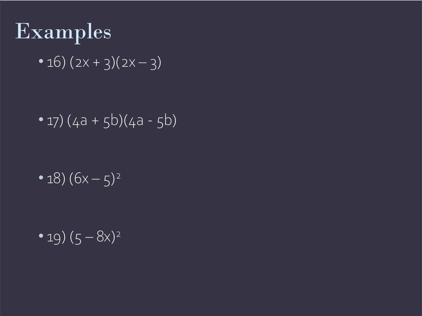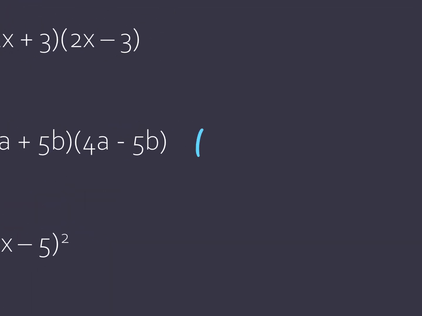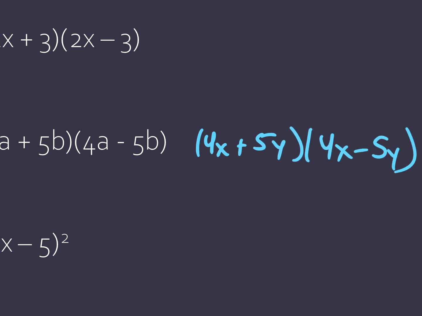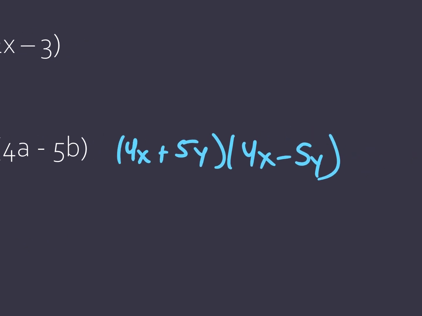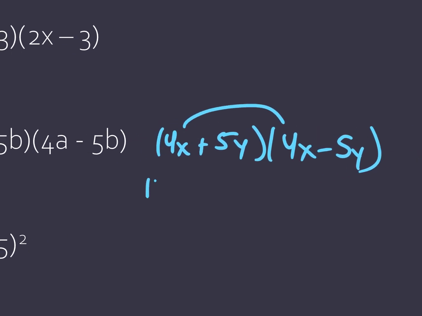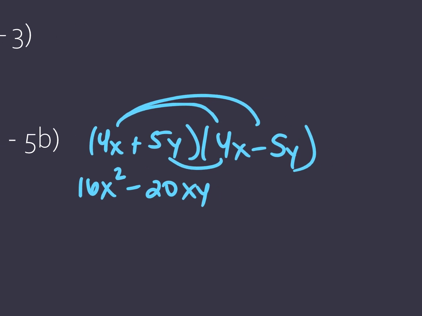I'm going to do 17, but I'm changing it to x and y. So it's 4x plus 5y, 4x minus 5y, right? What do you notice about these two parentheses? They're opposites of each other, right? They're the same terms, just one has a positive, one has a negative. So when we FOIL this, 4x times 4x is 16x squared. 4x and negative 5y, minus 20xy. Positive 5y and 4x, plus 20xy.